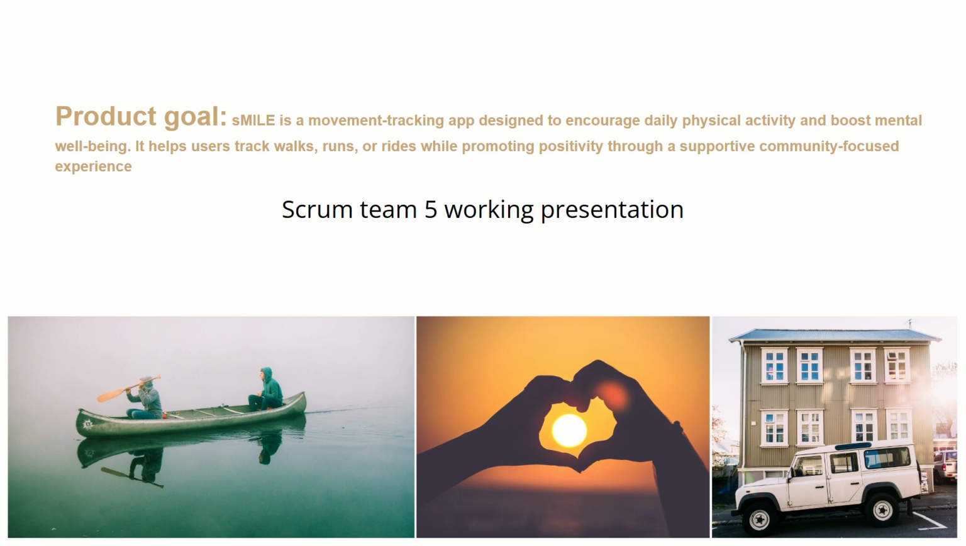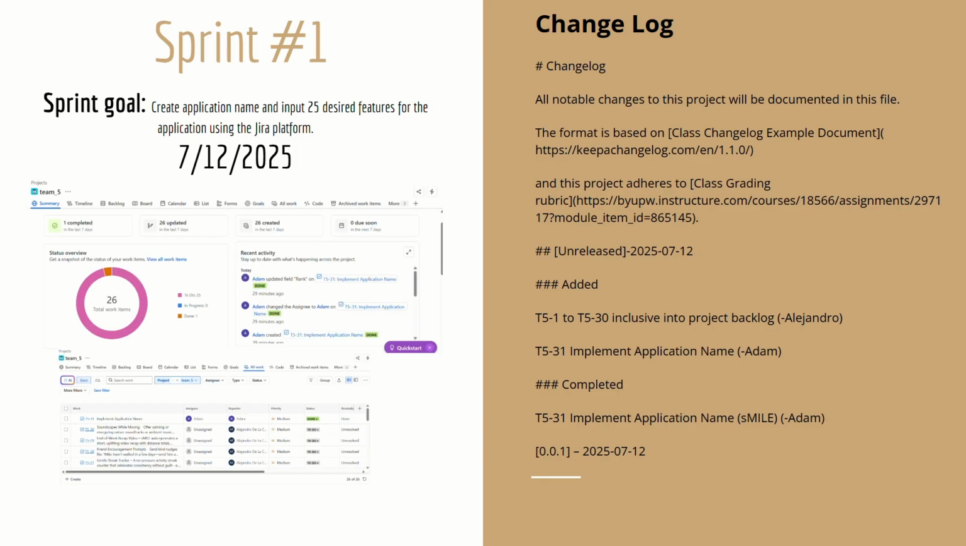physical activities. So for Sprint 1, our sprint goal was to create an application name and input 25 desired features for the application using the Agile platform. At the beginning of our project, we had 5 members, so that was 5 items each. As you can see by the photos, there's a list of the items that were created and implemented into our activity feed. Here is a copy of our change log of the different tasks that were implemented and a couple of the ones that were completed.